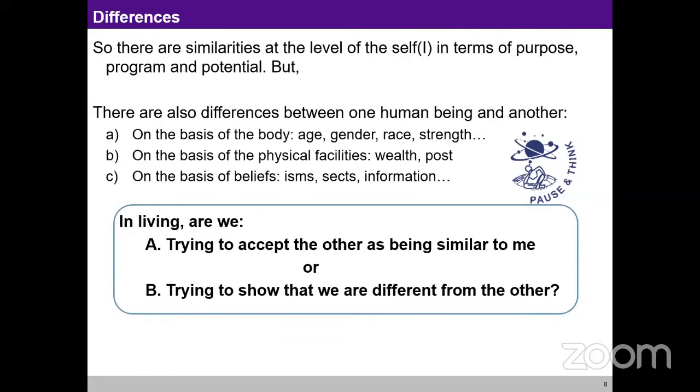When you go to college, there will be other students who come from different backgrounds. Somebody might come from a rural background. Somebody might come from a city background. Somebody might have very good English speaking skills. Somebody may not be able to speak English very well. So are we trying to show that we are different from them, or are we trying to accept that they are similar to us? This is something that we can all think about and check in our living to see what is happening in reality.